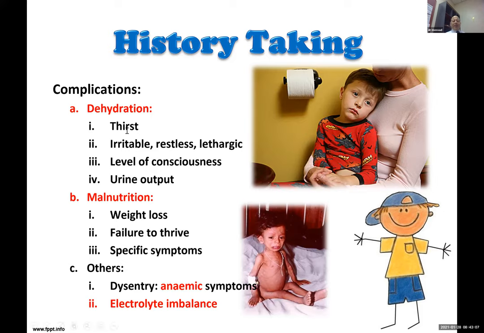So you must ask, what about his thirst? He told you, very thirsty. Is he irritable, restless, or lethargic, or not? What is the level of consciousness? Very important.